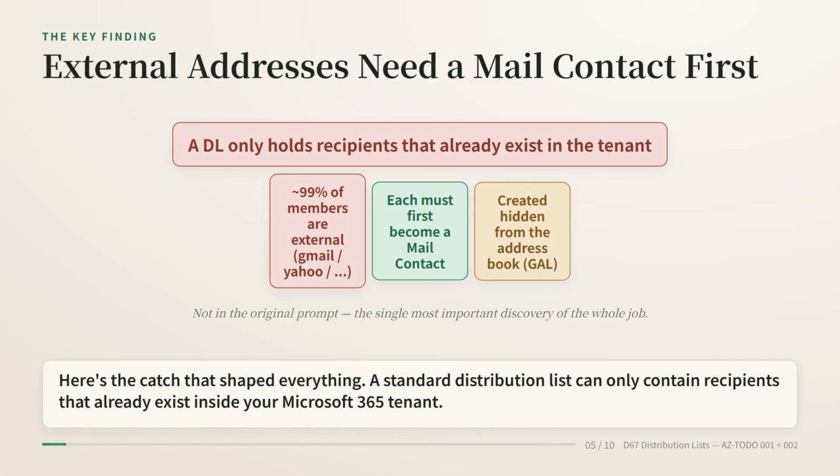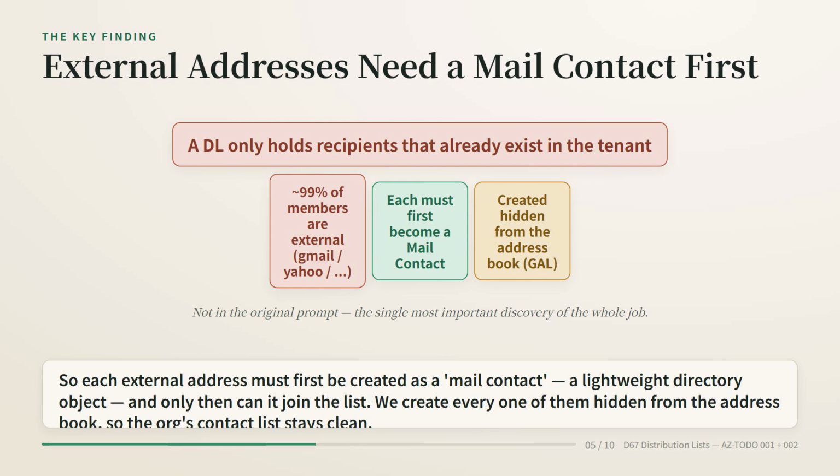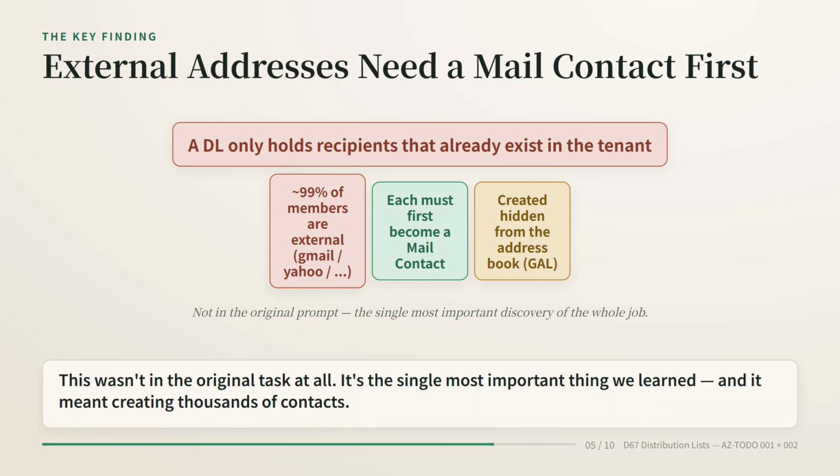Here's the catch that shaped everything. A standard distribution list can only contain recipients that already exist inside your Microsoft 365 tenant. But about 99% of our members are external, personal Gmail and Yahoo addresses. You simply can't add a random outside address straight to the list. So each external address must first be created as a mail contact, a lightweight directory object, and only then can it join the list. We create every one of them hidden from the address book, so the org's contact list stays clean. This wasn't in the original task at all. It's the single most important thing we learned, and it meant creating thousands of contacts.